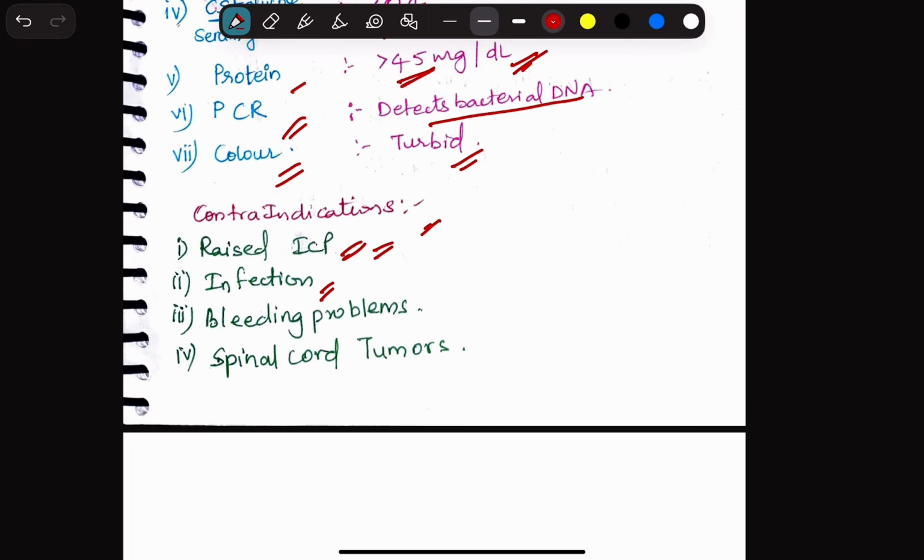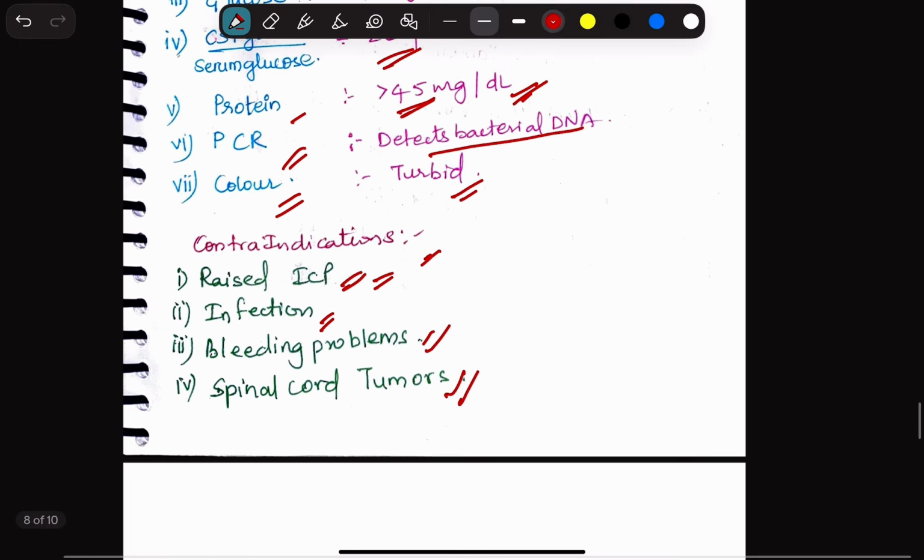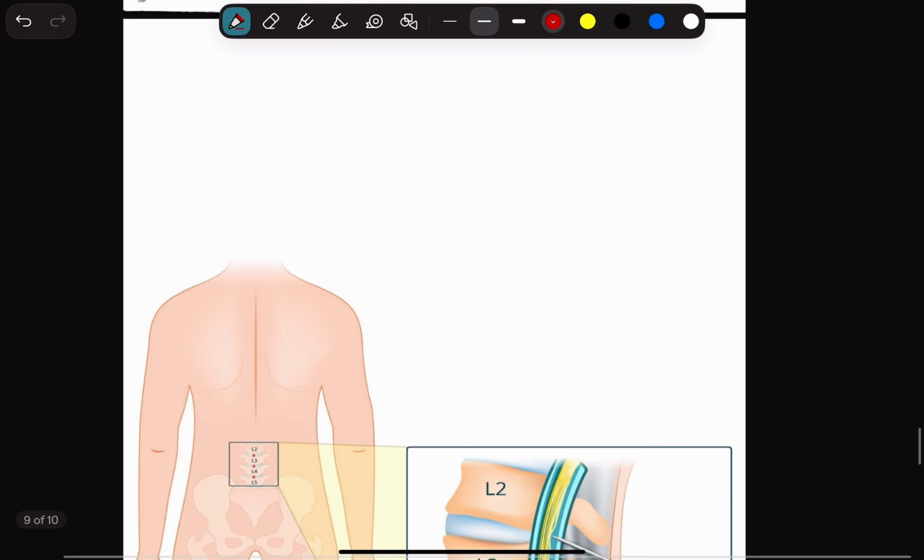If there is infection at the site of the puncture, it can progress into the spinal cord, so we wouldn't do a lumbar puncture when the puncture site is infected. If there are bleeding problems, bleeding and leakage into the spinal cord would lead to problems. If there are any spinal cord tumors, we also wouldn't advise lumbar puncture. These are the contraindications of lumbar puncture.